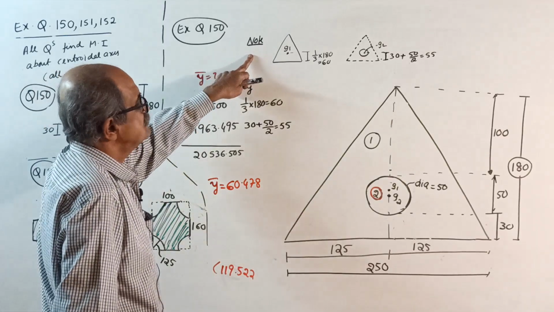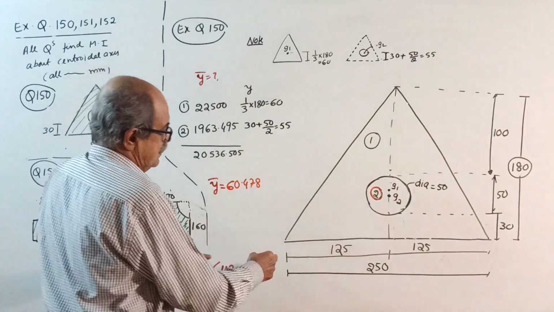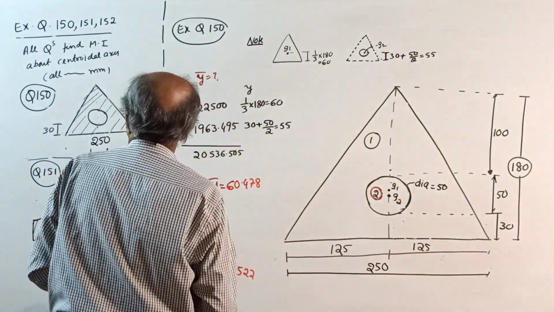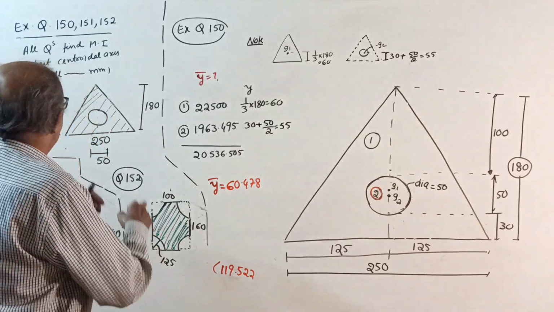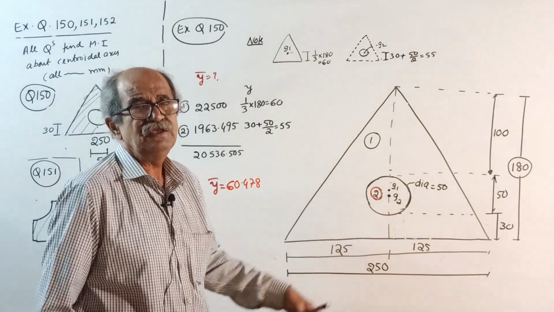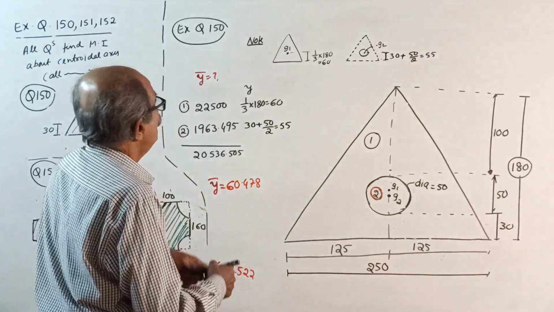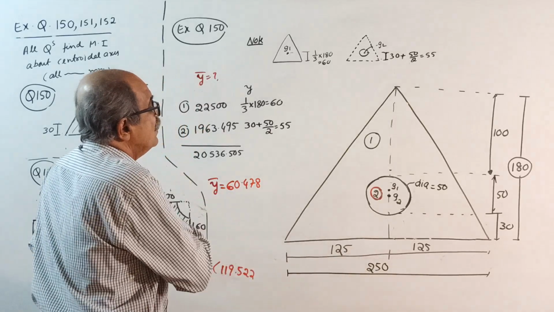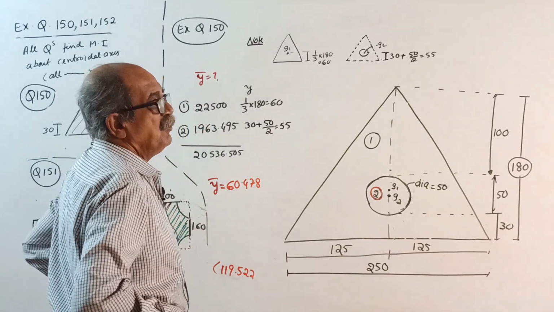So, start, note. First, a big sketch. I don't have to explain. Full triangle, I will take 1. Cut out, I will take 2. This you know already. Now, correctly: moment of inertia is required about the centroidal axis.